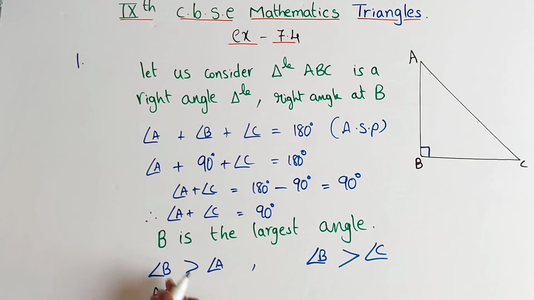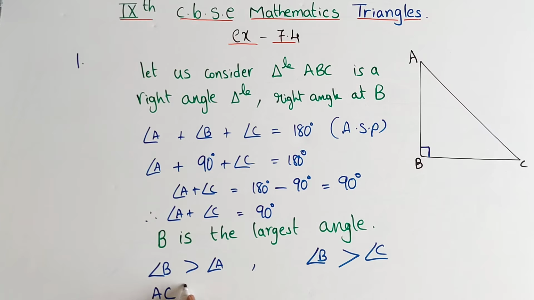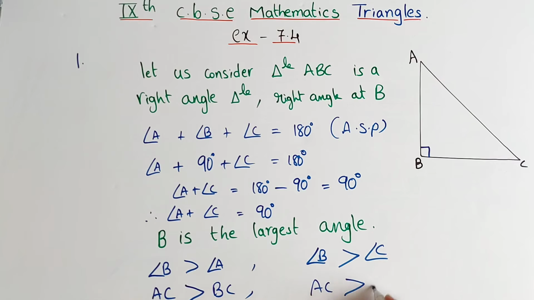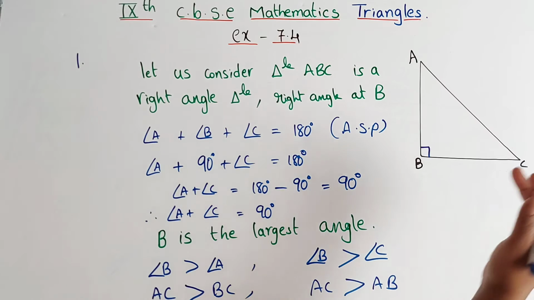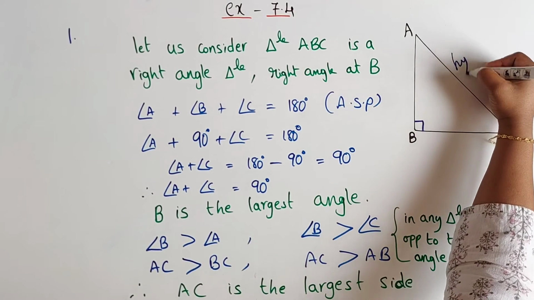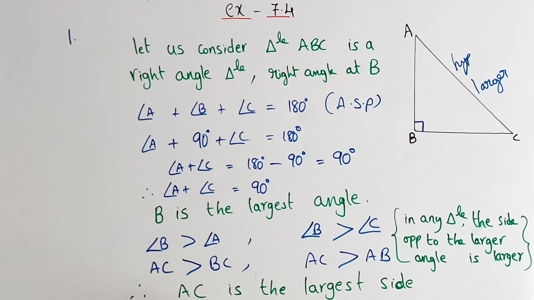Now see, angle B's opposite side is AC and angle A's opposite side is BC. So AC is greater than BC here. Now from here, angle B's opposite side is AC, and angle C's opposite side is AB. So here also AC is greater than AB. That means AC is the larger side in triangle ABC. AC means hypotenuse, children. So the hypotenuse is the larger here. So that's what we have to prove. In a right angle triangle, the hypotenuse is the longest side.